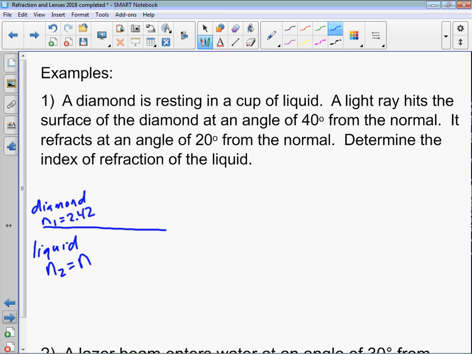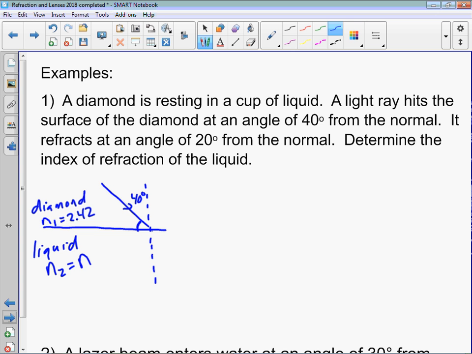So the light ray is coming in at an angle of incidence of 40 degrees from the normal. You always assume, unless you're told otherwise, that if it says angle of incidence, then that is measured from the normal. You will probably encounter questions where it's giving you the angle from the surface. If it did give you this angle right in here, you just have to take that number and subtract it from 90 to figure out what your angle from the normal actually is.